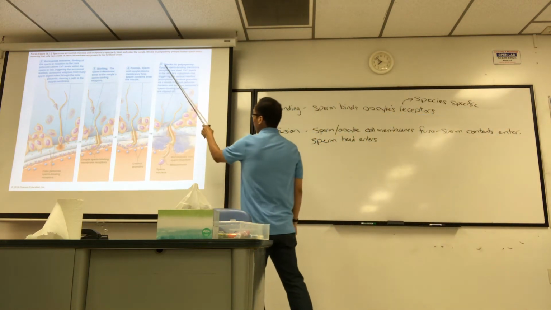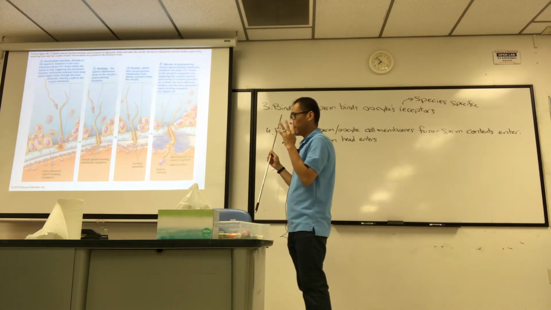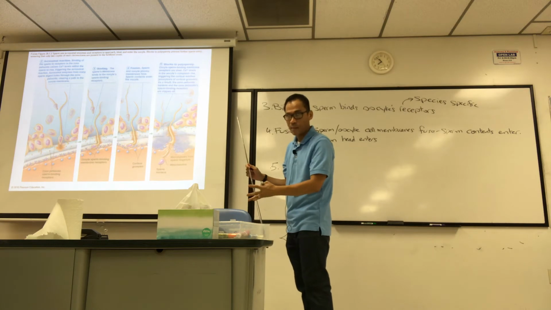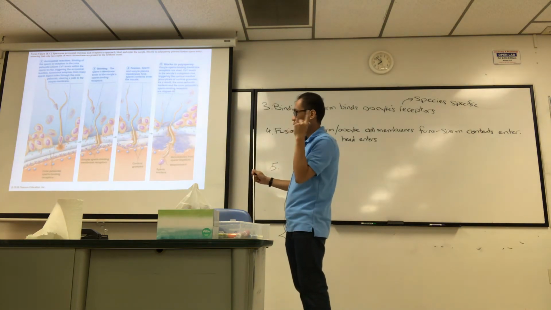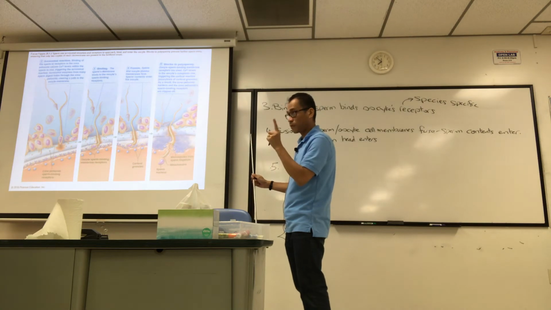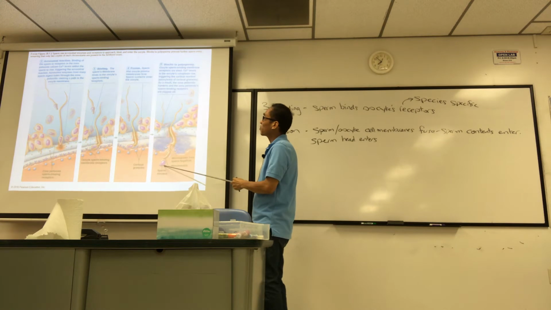Now you have blocked polyspermy and keep all the other ones out. So we've accomplished the sperm penetration. We've accomplished it. Okay. So let's keep all the other ones out. You only need one sperm to fertilize. This will be the fertilizing sperm. Let me read what they have.